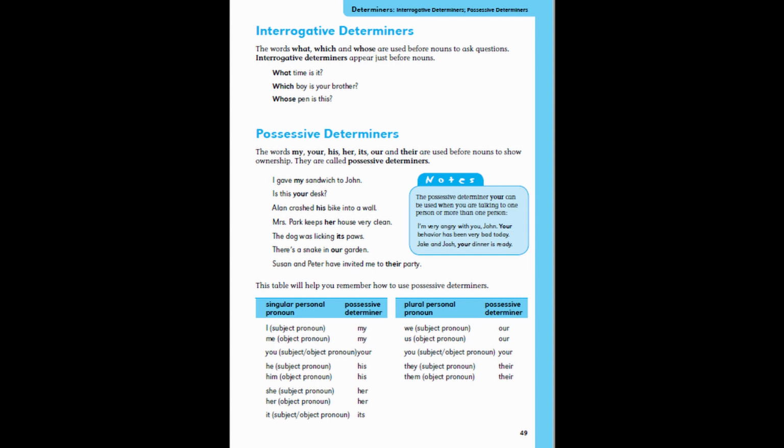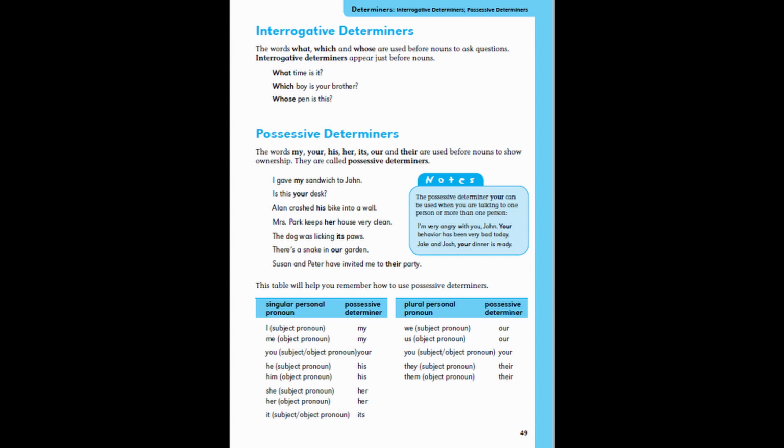Whose pen is this? So anytime you're asking an interrogative question from someone, make sure to place your question word or your interrogative determiner in front of your noun. So for example, what time? What is your interrogative determiner and time is your noun. Which boy? Which is your determiner, boy is your noun. Whose pen? Whose is your determiner and pen is your noun.